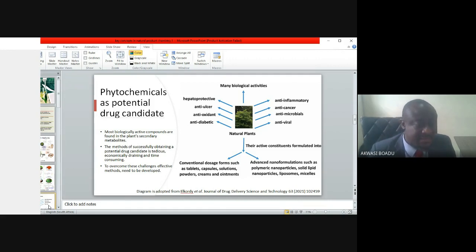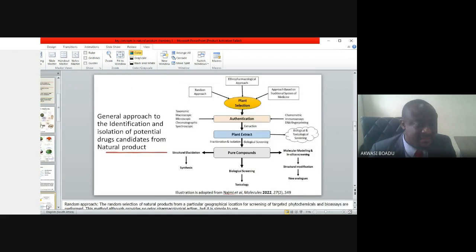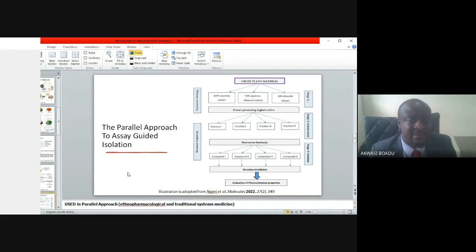I'll move on to the next slide that I've spoken about. I have spoken about the random, ethnopharmacological and all these approaches. Now I am narrowing down to plant extract. I will then indicate the parallel approach of extraction. The crude plant material is then extracted through certain means. It could be decoction, infusion, maceration, and or even succulent extraction or microwave.